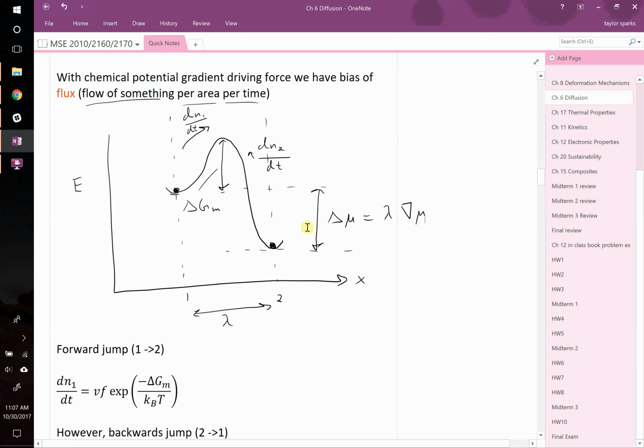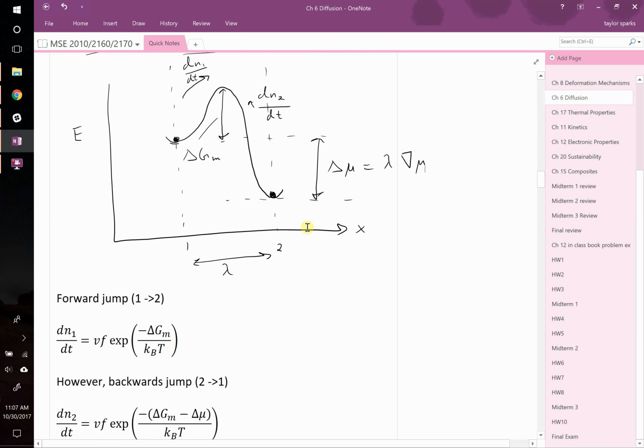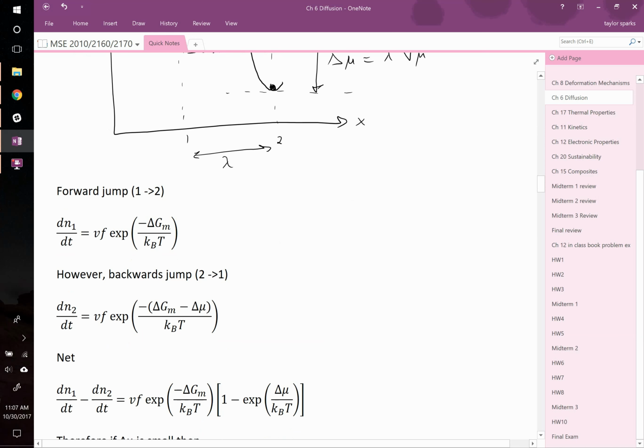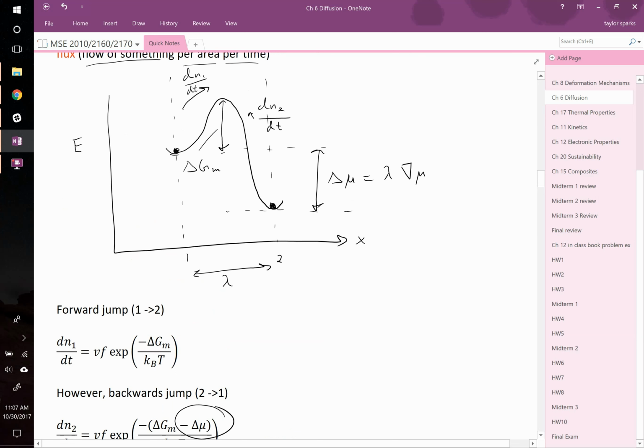Okay, now we can go ahead and actually put numbers to this. We can calculate jumping forwards from site 1 to site 2, and it's going to be dN1/dt, which equals Vf exponential negative delta Gm over kBT, just like before. But this time, jumping backwards from 2 to 1, you've got this extra term, right? You have your regular activation energy you have to overcome. That's this part up here.